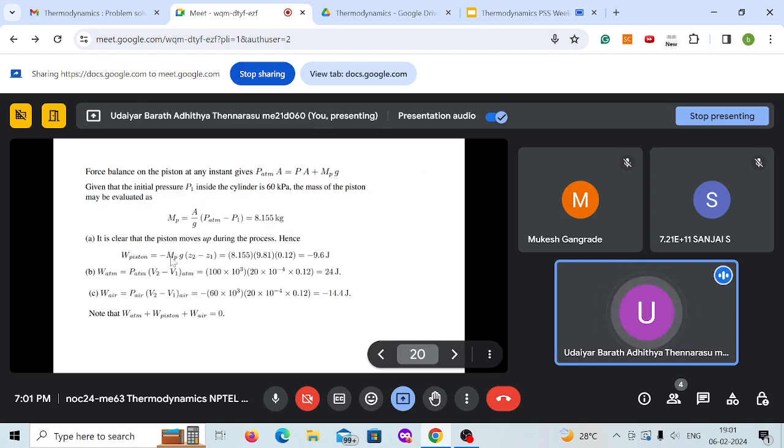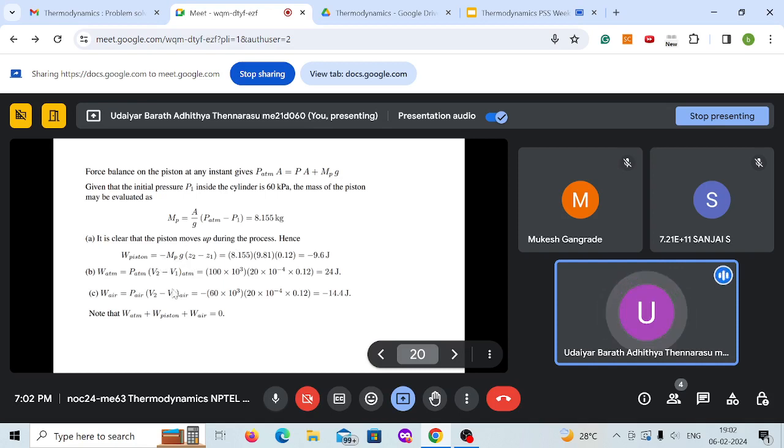So work will be minus mass of the piston into g into Z2 minus Z1. Because the piston is taking some work to raise itself to some height. So work is done on the piston. It is consuming some work from the surroundings, so hence negative.